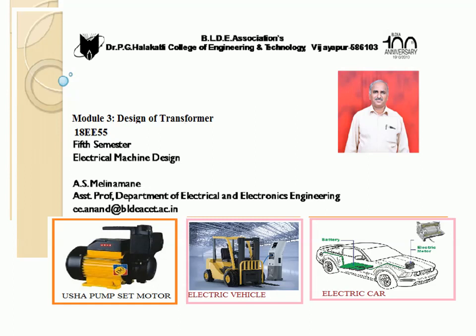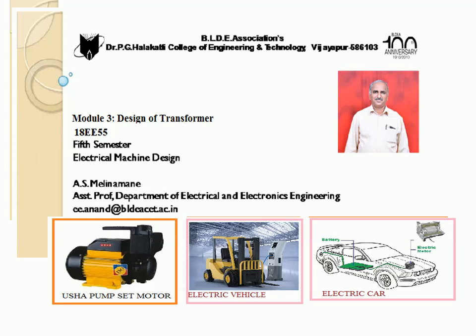So how the transformer works, you already know. It works on mutual induction. It mainly consists of two components. One is known as the core. The second one is known as the windings. The part of the core which carries the winding is referred to as the limb. The part of the core which doesn't carry any winding is referred to as the yoke.